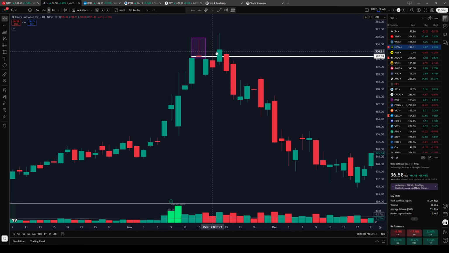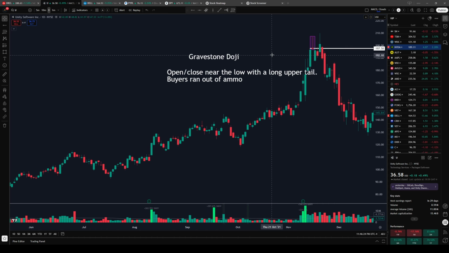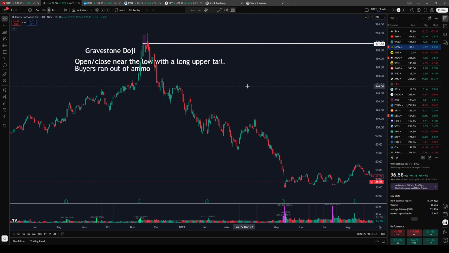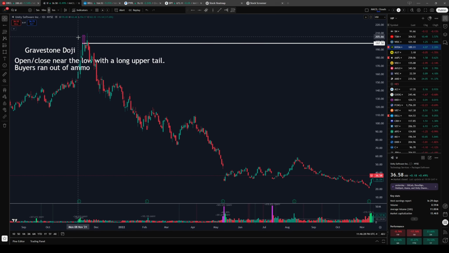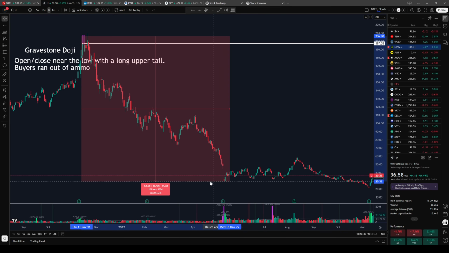So once you got this retest, buyers tried to push it up above it. It couldn't close above the gravestone's wick, which is a telltale sign that this gravestone is still in control. And this took place around $200 a share on the stock. We zoom out. The stock got absolutely killed from there on. That was the all-time high of the stock. It was down 85% in half a year or so.